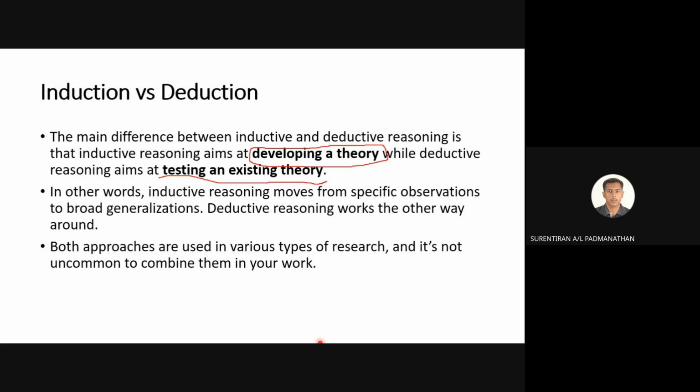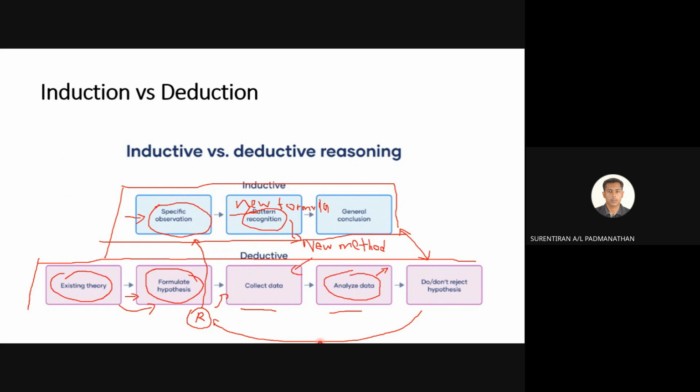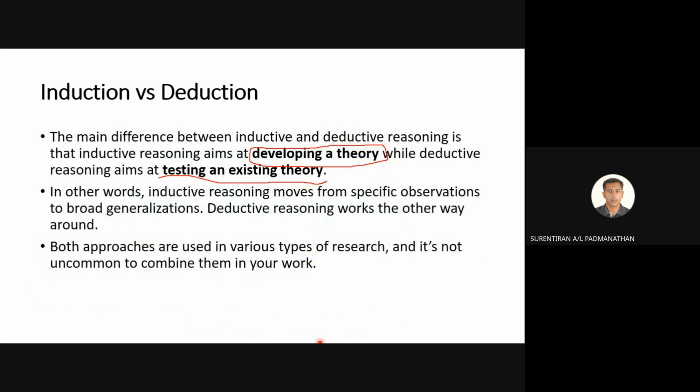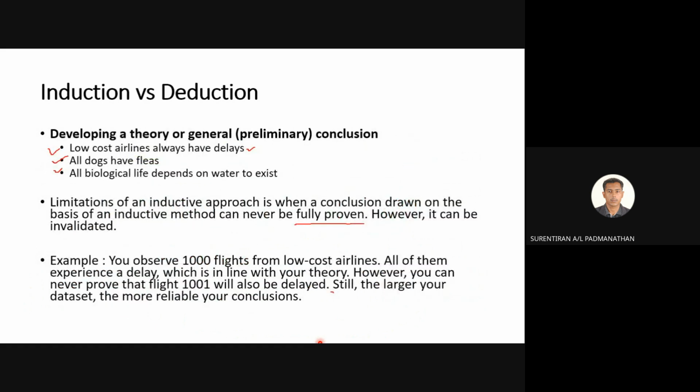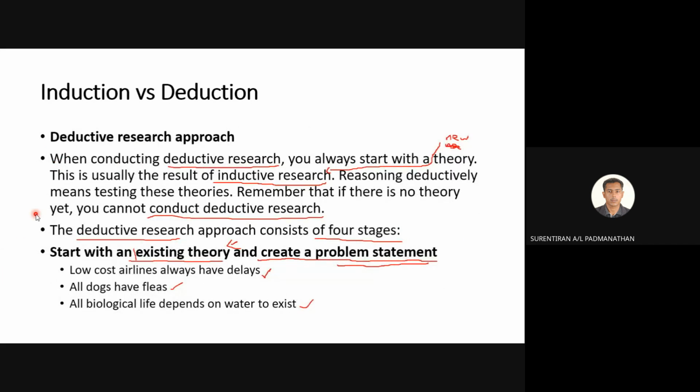is correct, because when deductive research is done on that, they can disprove it. Okay, they can prove or disprove your theory. So for the inductive method, it can never be fully proven. So you have to remember that it can never be fully proven. However, it can be invalidated. So we saw some examples on that.